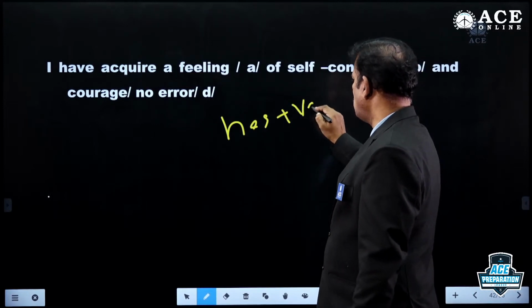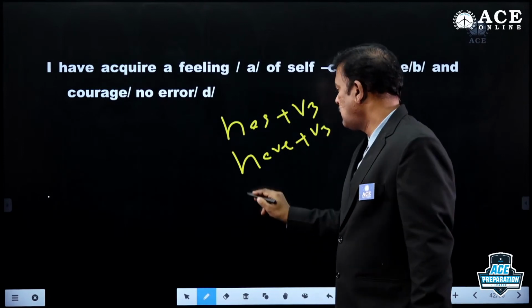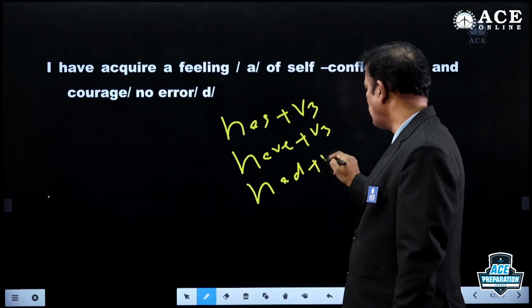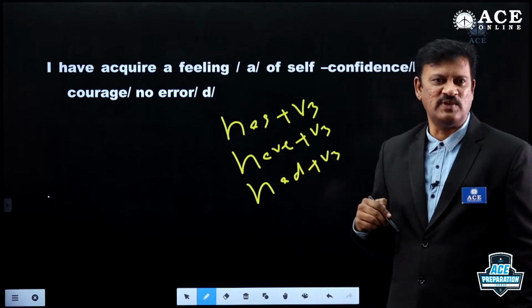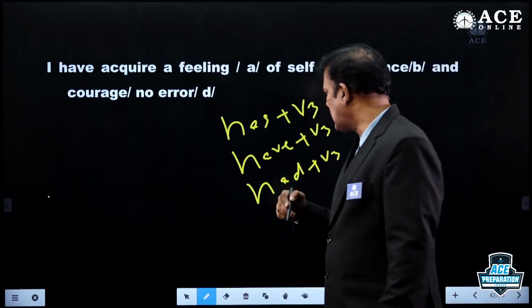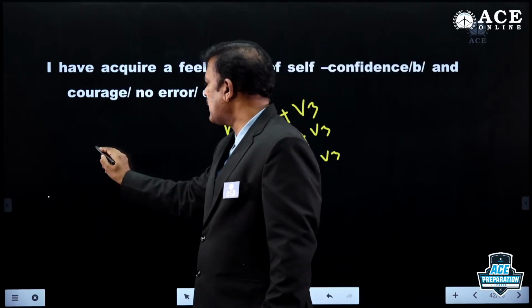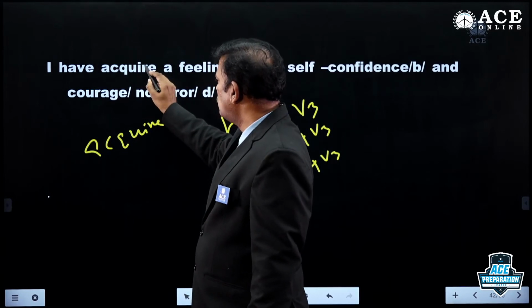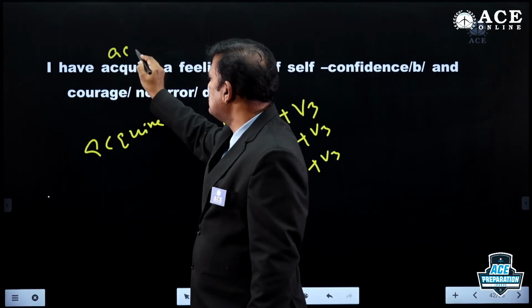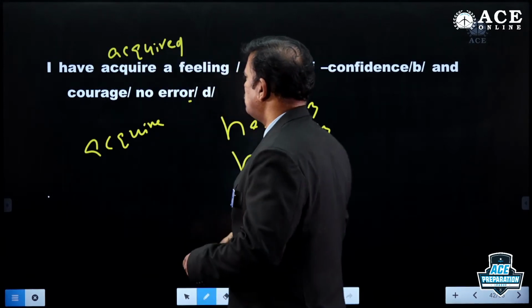Has plus V3. Have plus V3. Had plus V3, should have plus V3, would have plus V3. You know, after have, you have to use V3 form of whatever. So acquire is V1 form. So V3 form of this is acquired. Have plus V3 form.